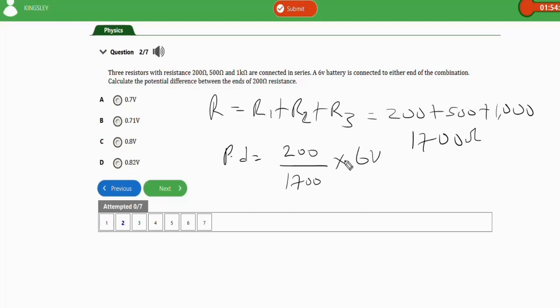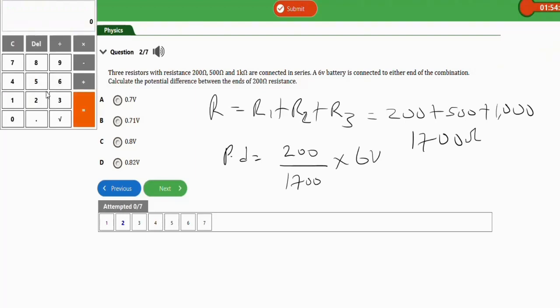Okay, so let's punch this on the calculator and see what it's going to give us. So we have 200 times 6, divide this by 1700. So we have 0.705. So the correct option to this question will be option B.